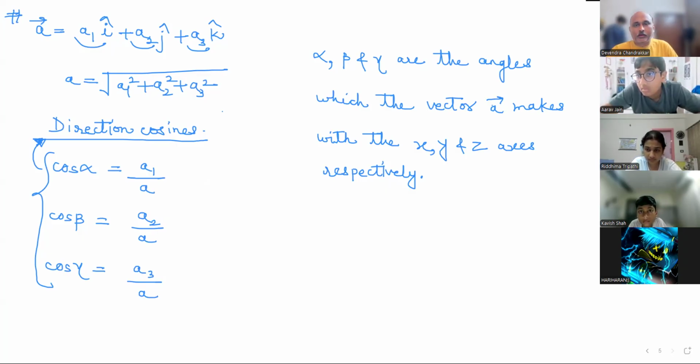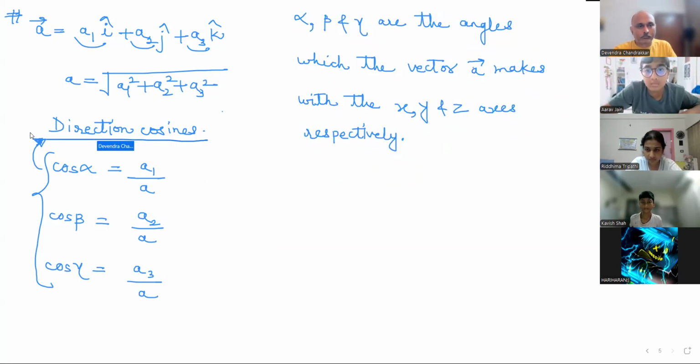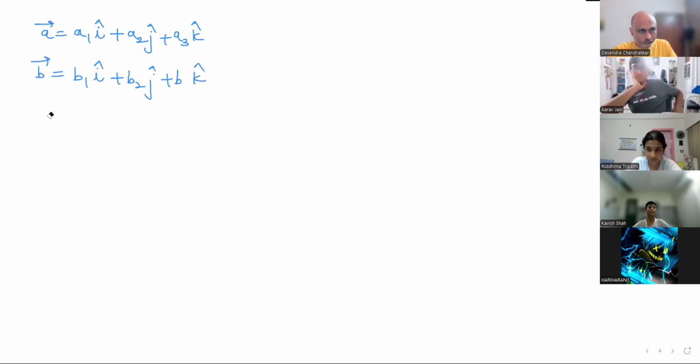Okay. So now coming back to the three-dimensional vector. Let's see how to do the cross product of two three-dimensional vectors. A is A1 I cap plus A2 J cap plus A3 K cap. And then we have B, which is B1 I cap plus B2 J cap plus B3 K cap.